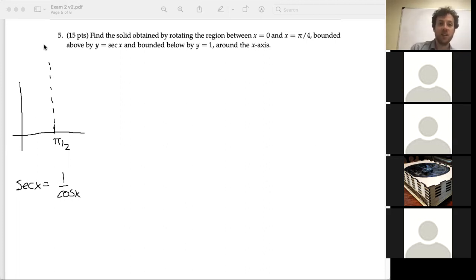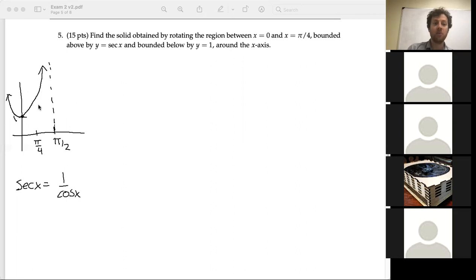And the biggest cosine is on this region, from 0 to pi over 4, so the smallest secant gets is 1. And so then what happens is secant starts at 1 and then goes up along its asymptote. It also goes up the other way, which isn't of interest for us because our integral is right here. So that's what secant looks like.